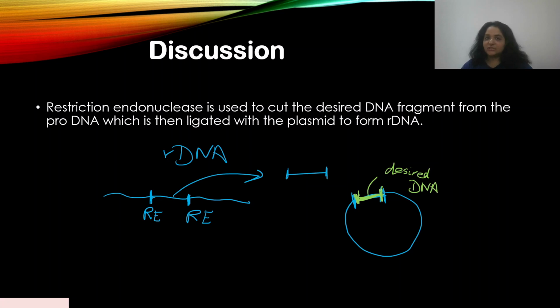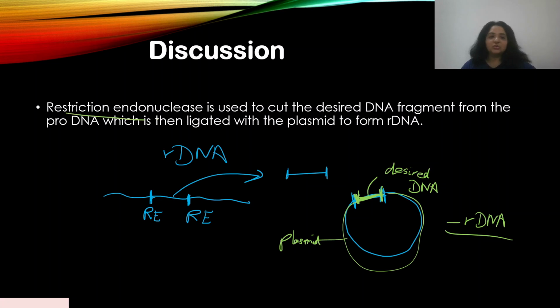which contains a gene that encodes for a particular protein that it will express, and this is the plasmid, right? So what you get here is a rDNA. Okay, so you need restriction endonuclease for that. All right, pretty simple, right? Let's move on.